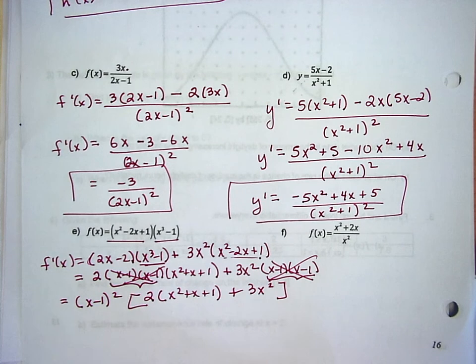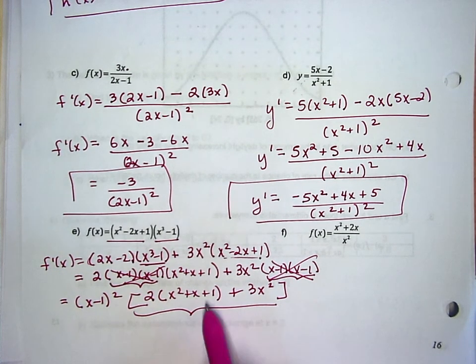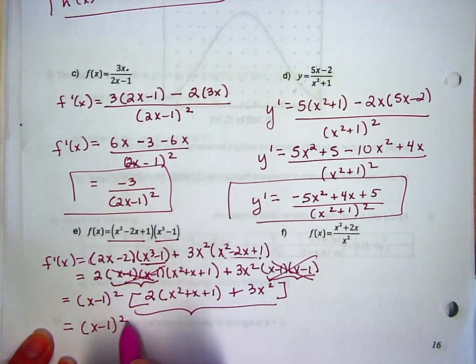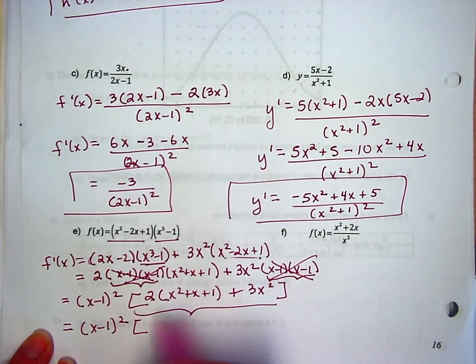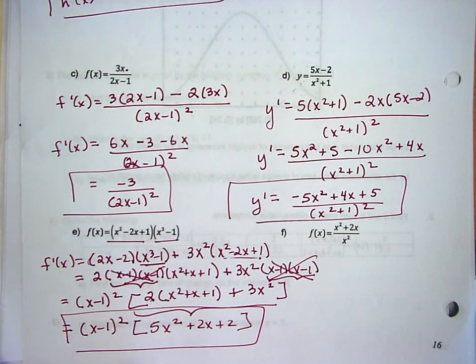Now, after you factor it, then you can go ahead and multiply all this out and combine like terms. So x minus 1 squared, this will give me 2x squared, so I have a total of 5x squared plus 2x plus 2. So this is the final simplified answer.